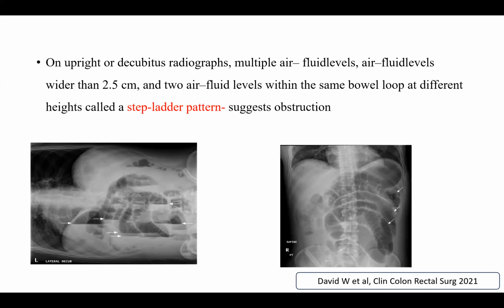On upright or decubitus radiographs, there will be multiple air fluid levels, or air fluid levels wider than 2.5 centimeters, or two air fluid levels within the same bowel loop at different heights, which suggests a stepladder pattern. And how many normal fluid levels are there, man? Air fluid levels? When you see an X-ray, how many of them are normal? If you see one or two or three, when do you say it is abnormal? More than 3 is abnormal. That is what sir is asking. More than 3 air fluid levels will be abnormal, sir.